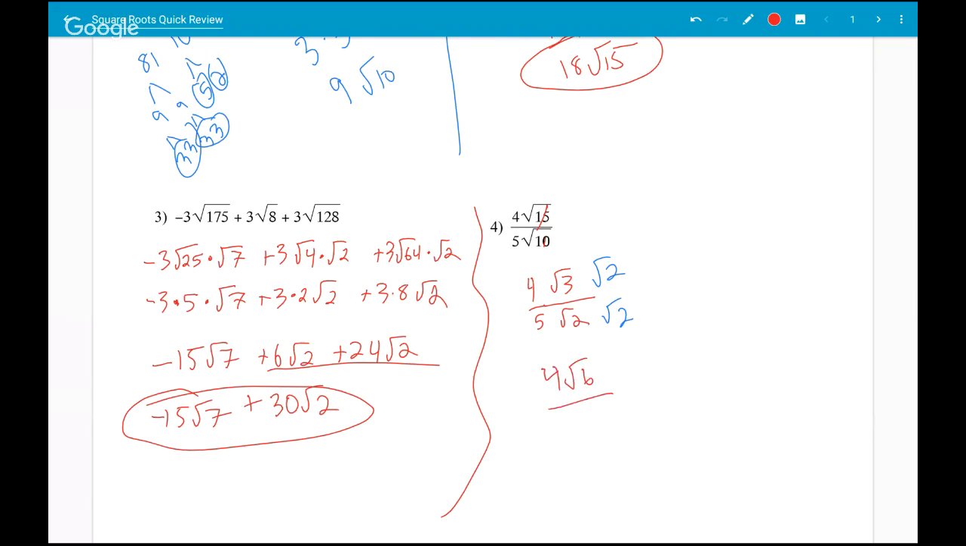I get 4 root 6 over 5 times regular 2. When I multiplied the square root of 2 times the square root of 2 together, those made a regular 2 because they created a perfect square. Basically, square root of 2 times square root of 2 is 4, and the square root of 4 is 2. I just don't need to show all that work. If I multiply two of the same square root together, the square root part cancels out. I get 4 root 6 over 10 from multiplying the 5 and the 2 together, and the 4 over 10 simplifies to 2 and 5. If you did it a different way and you ended up with 2 root 6 over 5, you're in good shape either way.